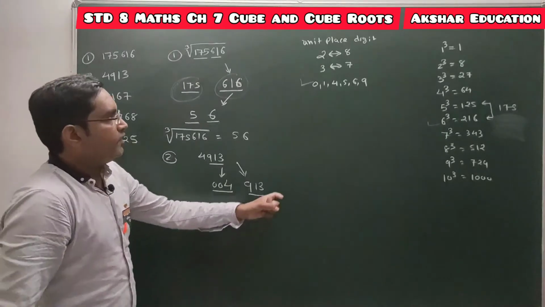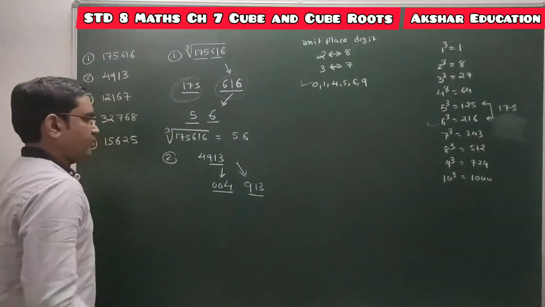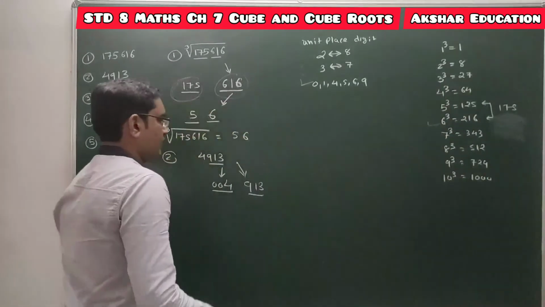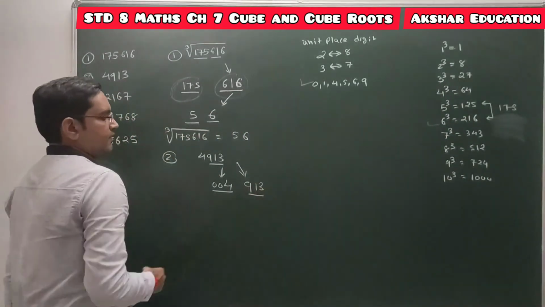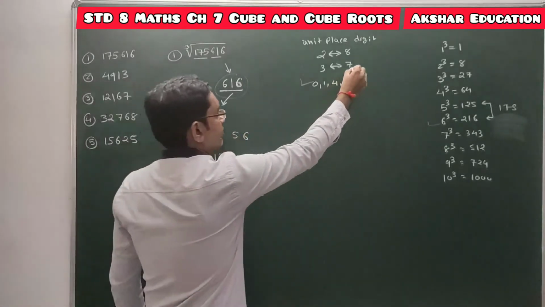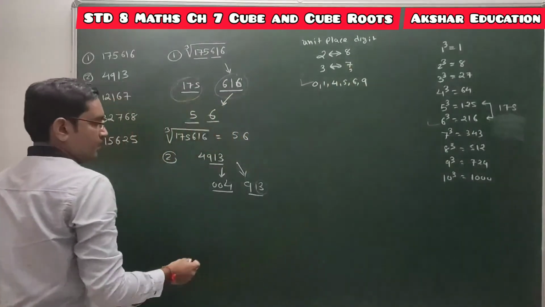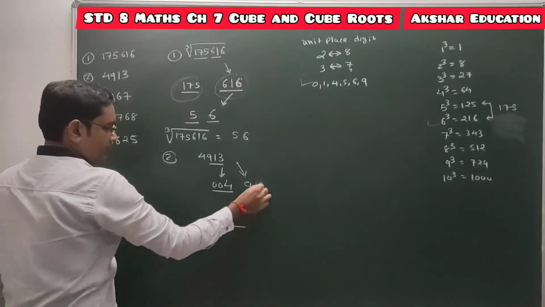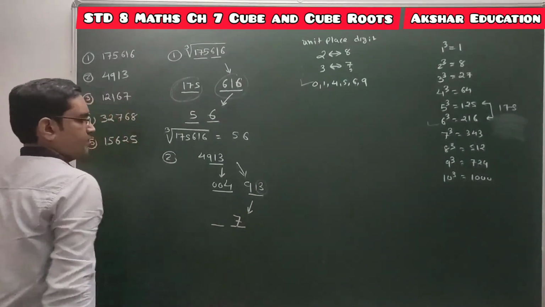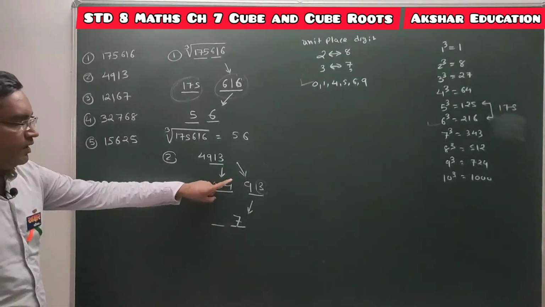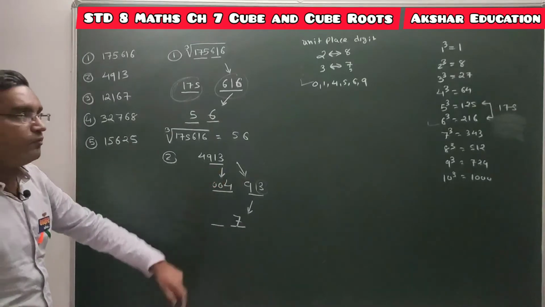For the first group we will check the unit place digit property, and for the second group we will check the value of the perfect cube number. So here the unit place digit is 3. If the unit place digit of the given number is 3, then its cube root will have 7 as the unit place digit. So here the unit place digit will be 7. Now for this place we have to check the value of this number. This is 004, 4 is there.